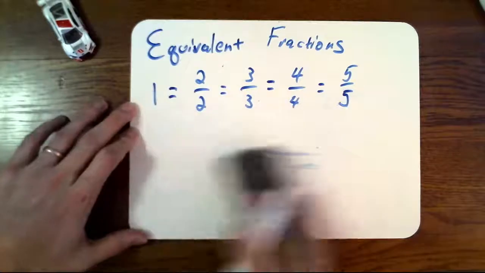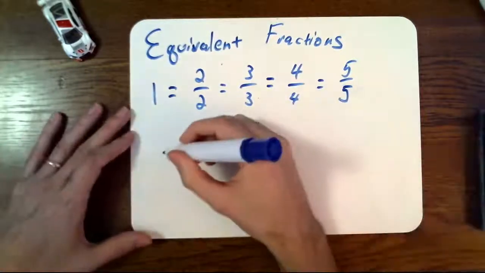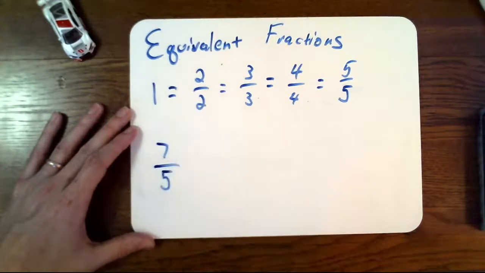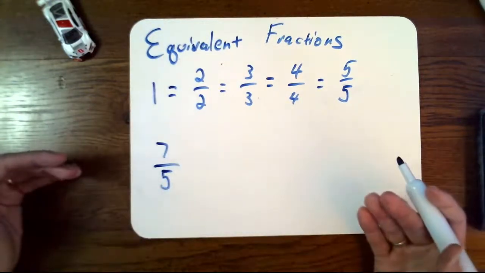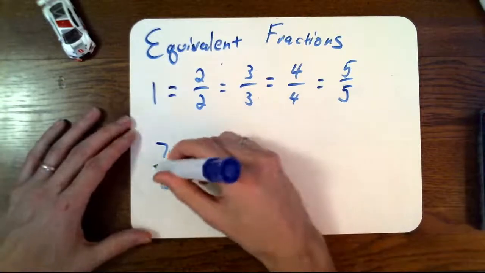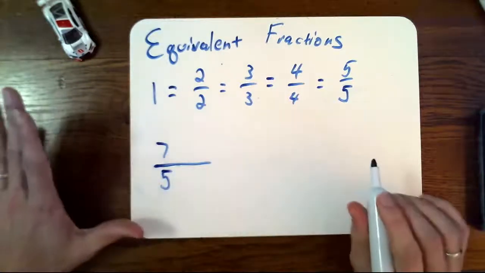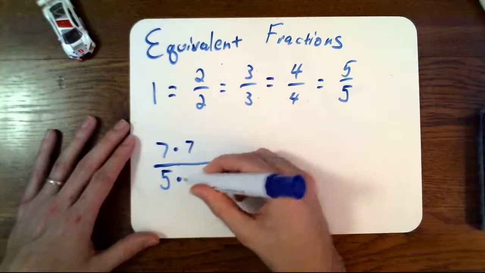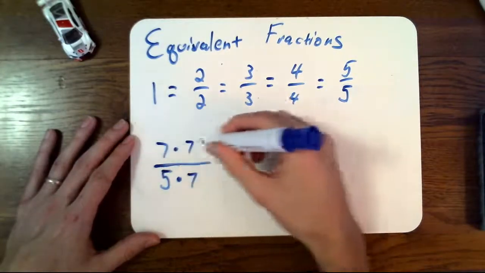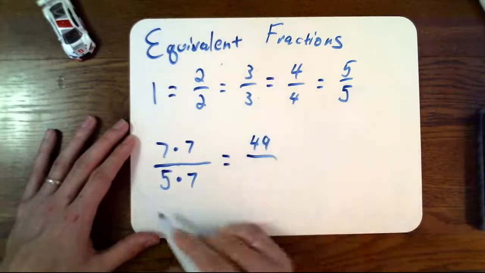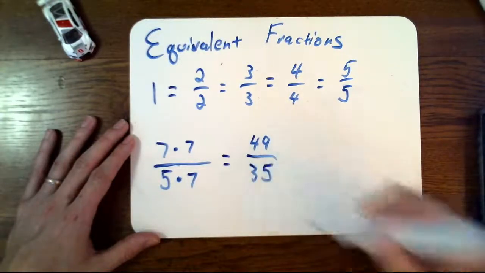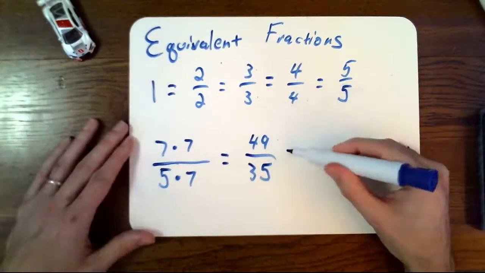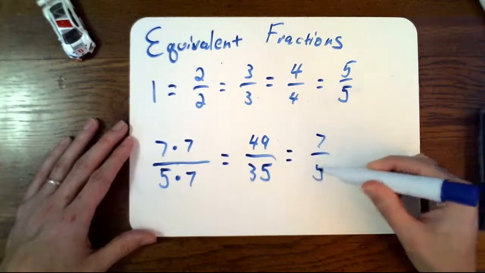Another example is if you have, let's say, 7 over 5. So I want to resize this to make it look bigger. And you can pick any number to make it look larger than it is. Let's just use 7 again. 7 times 7 is 49. 5 times 7 is 35. So 49 over 35 is an equivalent fraction to 7 over 5.